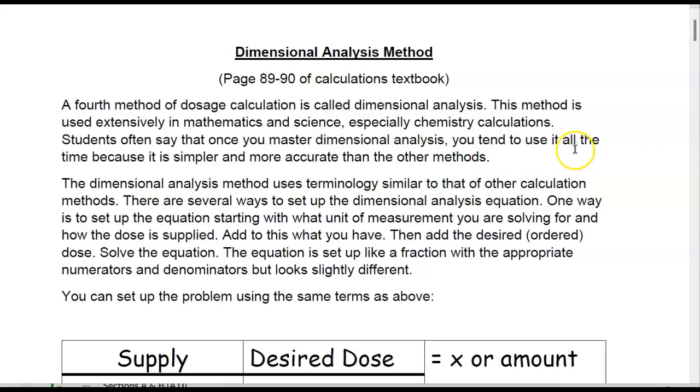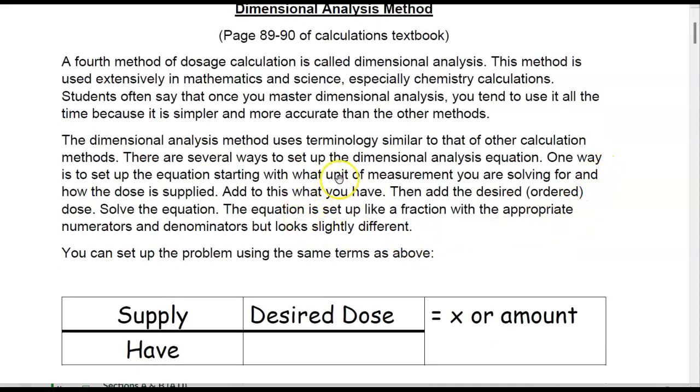Students often say that once you master dimensional analysis, you tend to use it all the time because it's simpler and more accurate than other methods. The dimensional analysis method uses terminology similar to that of other calculation methods. There are several ways to set up the equation. One way is to start with the unit of measurement you're solving for and how the dose is supplied. Add to this what you have, then add the desired or ordered dose. Then solve the equation. It is set up like a fraction with numerators and denominators, but looks slightly different.